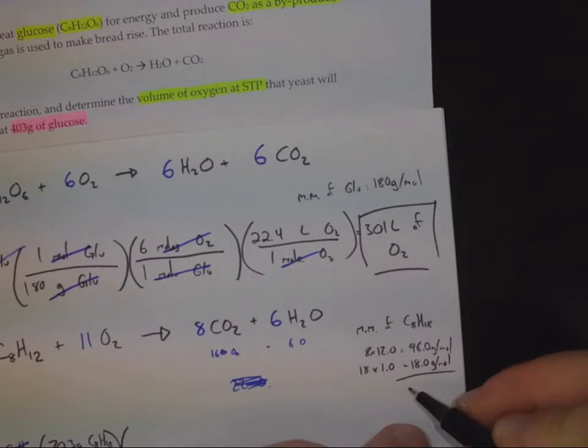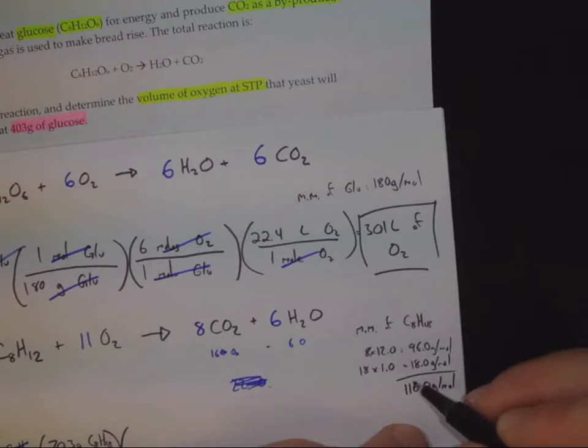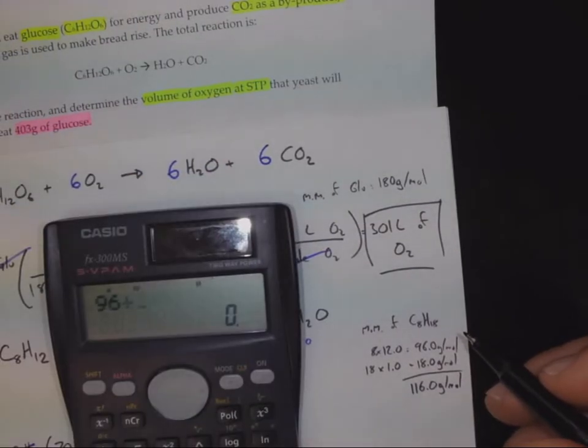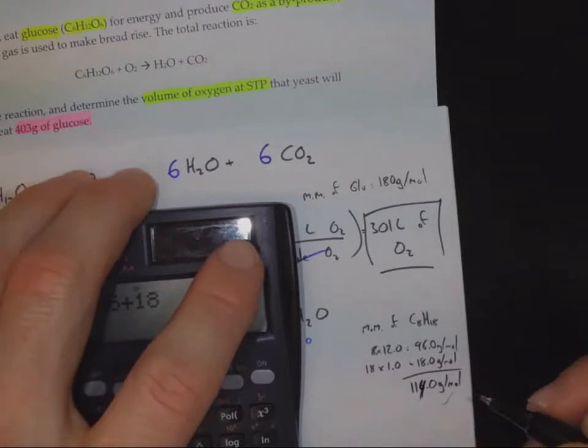We get 116.0 grams per mole. No, we get 114. Wait, what do we get? Tired. 96 plus 18, 114. Okay.